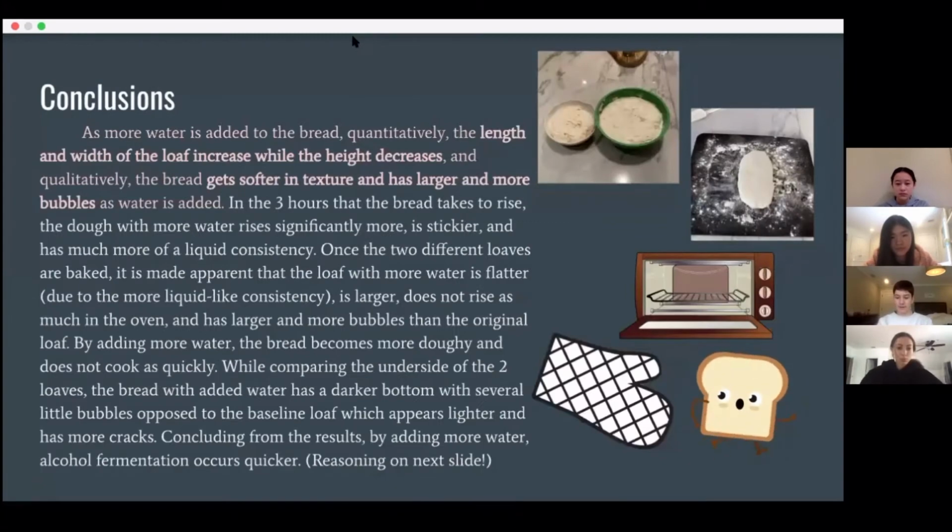As more water is added to the bread, quantitatively, the length and width of the loaf increases while the height decreases. And qualitatively, the bread gets softer in texture and has larger and more bubbles as water is added. For evidence, we noticed that the dough with more water had a more liquid-like consistency and also rose more overall. It also had larger and more bubbles. Concluding from these results, alcoholic fermentation occurs quicker when more water is present.